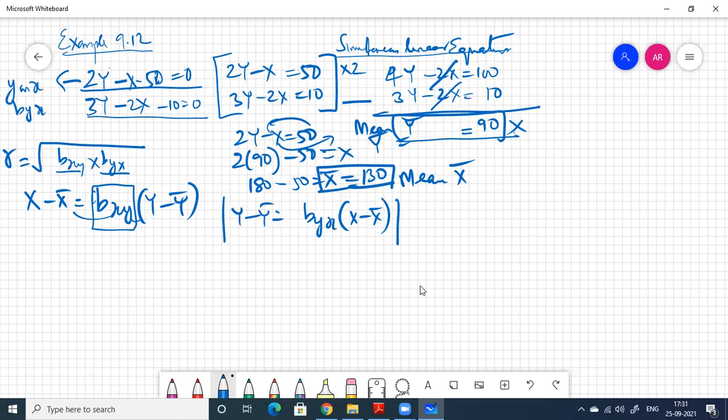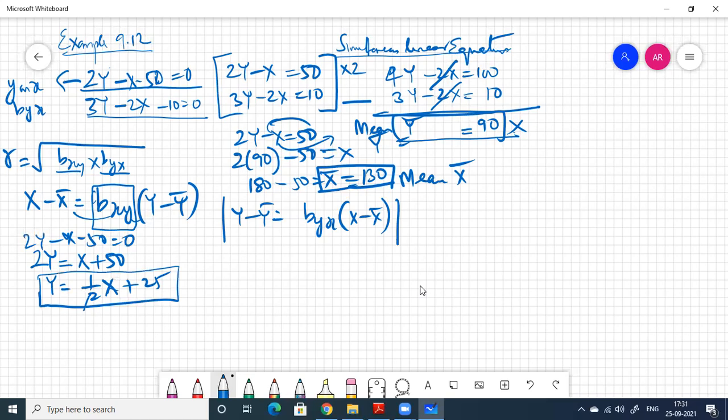Okay, let us try to do for x. 2y is equal to x plus 50. It becomes actually 2y minus x minus 50 equal to 0. It becomes like that. Okay, that means y is equal to half of x plus 25. Okay, let us try this. Half of x plus 25. If you get this form, then this becomes b of yx.